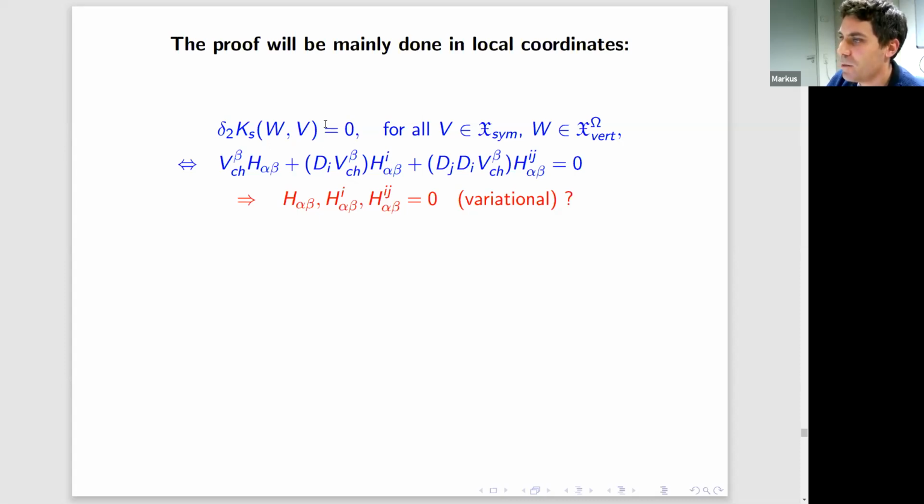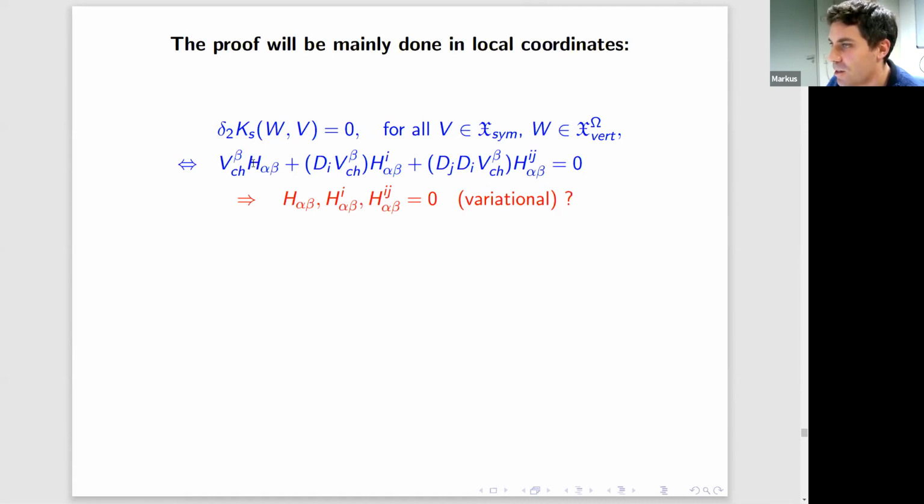So by assumption, we have that this here must vanish, delta 2 of k, for all symmetry vector fields V and for all W in this set. You can write it out here without the integral, and then you get this equation. Maybe you do some kind of partial integration and things like this, and then you will end up with this equation.